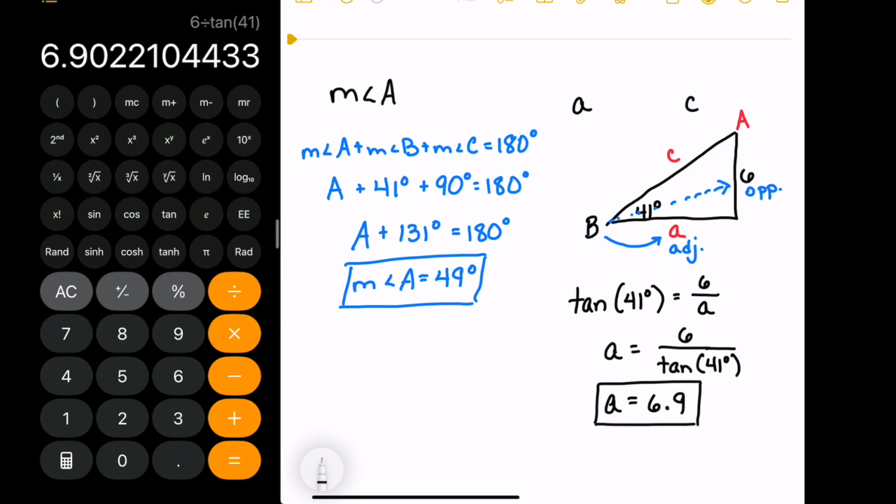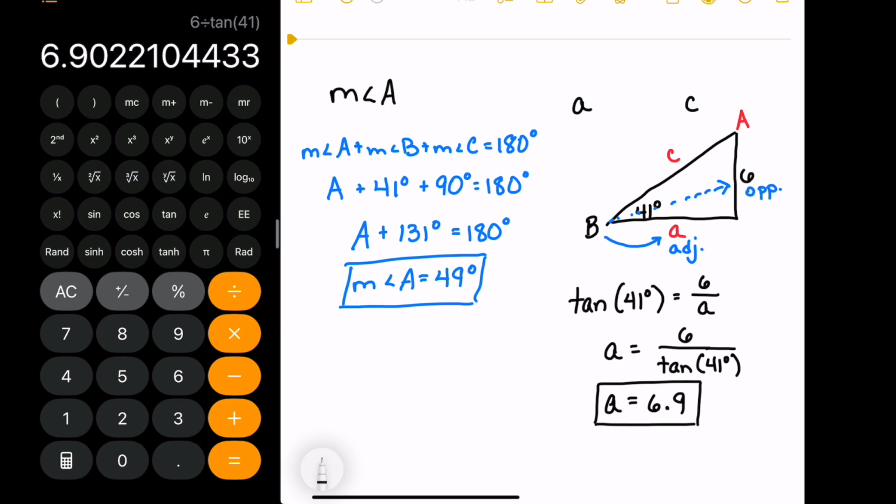Now I need to find side C. There are two ways that we could find side C. One of the ways we could find it is just by doing the Pythagorean theorem. We could do 6.9 squared plus 6 squared equals C squared. That seems pretty easy. I could also just do another trig function.